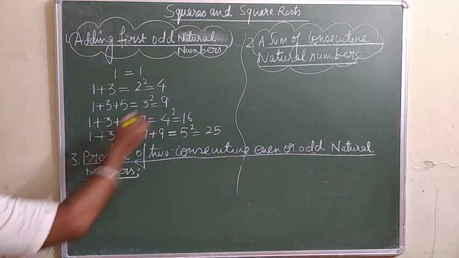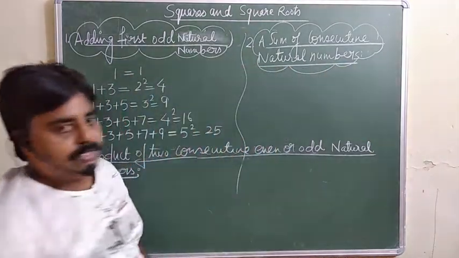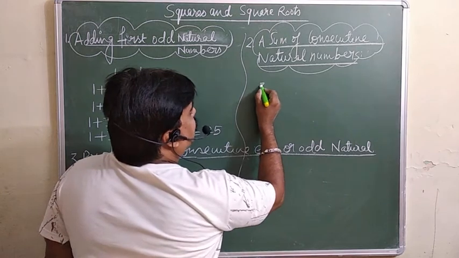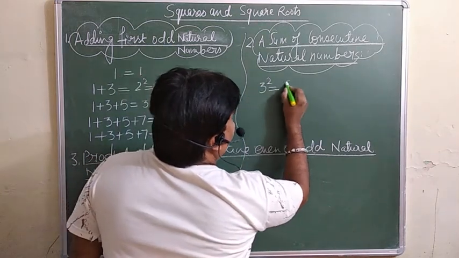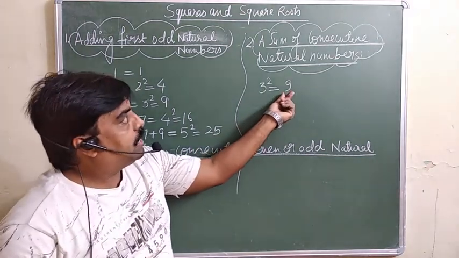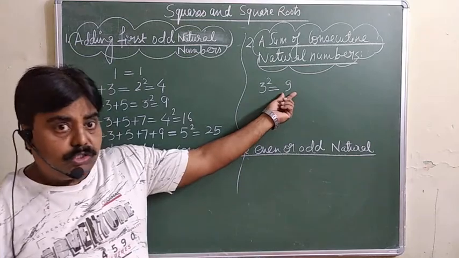Similarly, the second thing we are discussing is the sum of consecutive natural numbers. Means what we are going to learn here. जैसे मैंने अगर 3 का स्क्वायर किया तो 3 का स्क्वायर क्या है? That is 9. Yes, but we want to break it. हमें इसको ब्रेक करना है 2 consecutive natural numbers में. We want to break this one into 2 consecutive natural numbers.